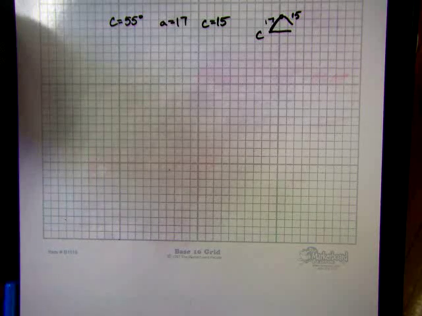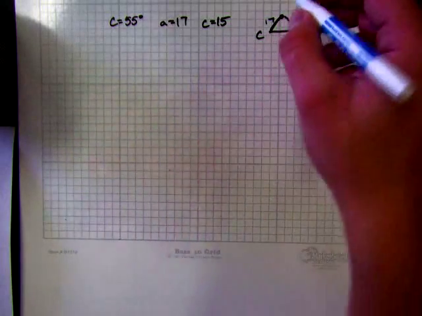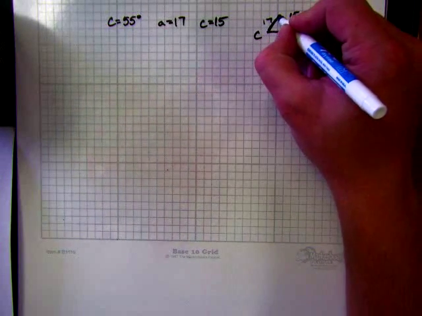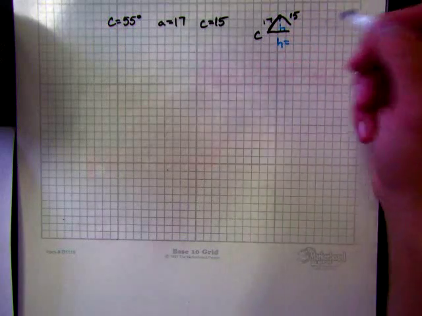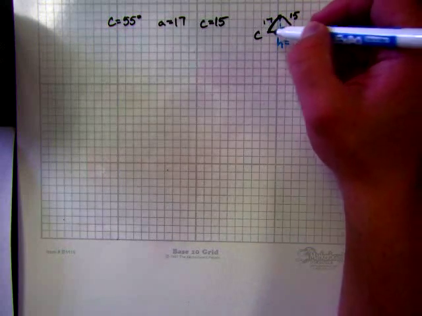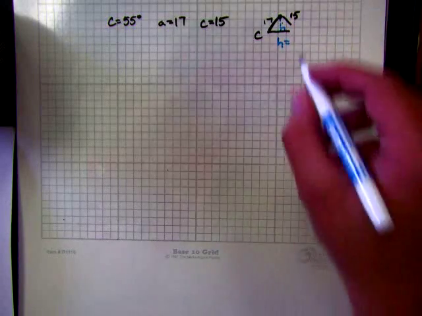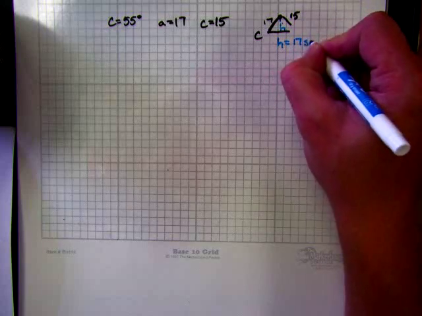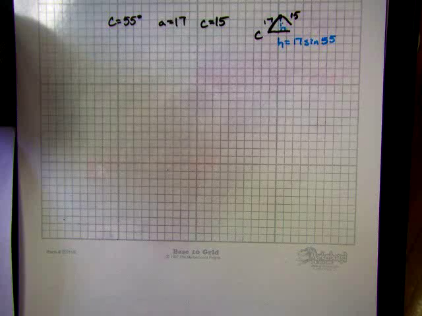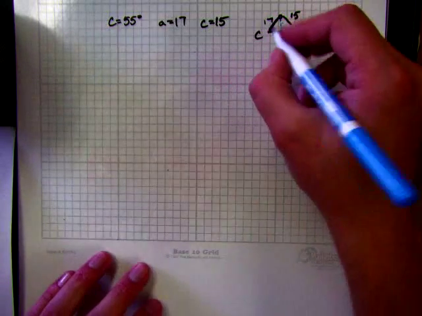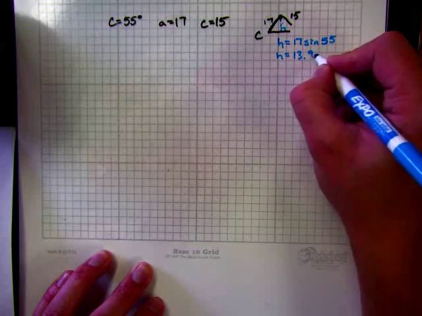Okay, when I run into a case such as this where my angle is acute, I should always check the height. That's one of the first things I want to look at. So I have H, and I find my height using right triangle trig because I know this angle, I want to know that side, and I know the hypotenuse. So I use 17 sine of 55. Plug this into my calculator, and I find out that H is about 13.93.